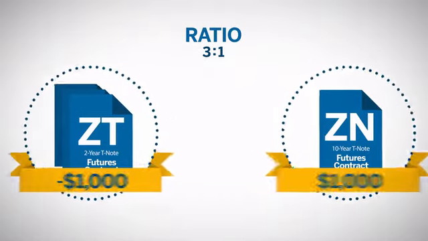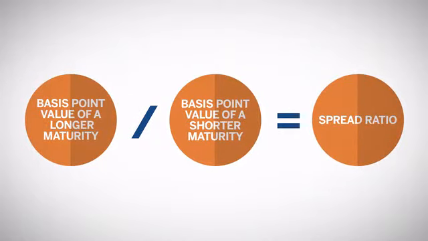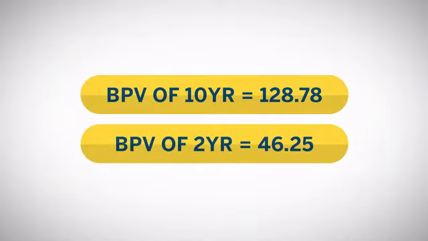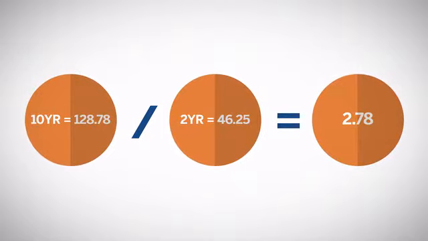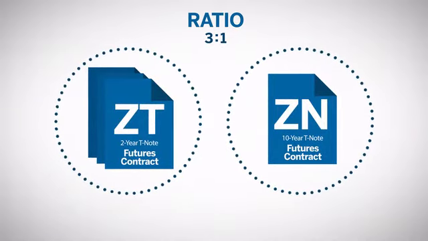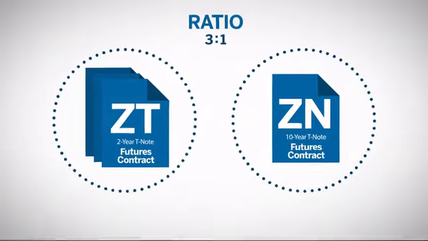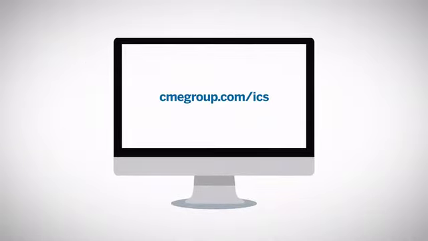The spread ratio equals the basis point value of the long bond divided by the basis point value of the short bond. For example, if the BPV of the 10-year note is 128.78 and the BPV of the 2-year is 46.25, spread ratio equals BPV 10-year divided by BPV 2-year, equals 128.78 divided by 46.25, equaling 2.78, or roughly 3 to 1. This means that the trader would trade 3 2-year notes for every 10-year note they trade. To make it easier for traders, these ratios are published on the CME Group website.